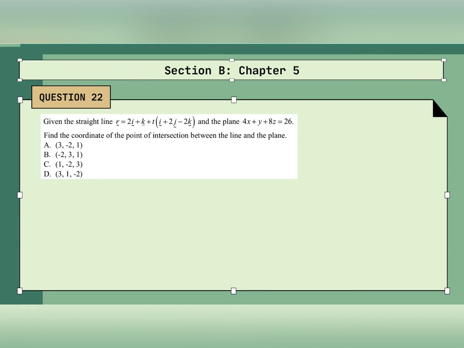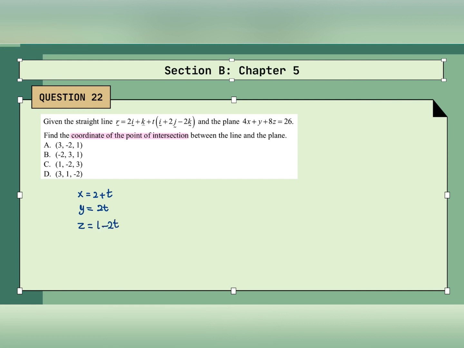Given the straight line, okay, ini adalah line and the plane, find the coordinate of the point of intersection. Okay, coordinate of point of intersection. So kita start dengan line. Line kena tulis dalam in terms of X equals to something, Y equals to something and Z equals to something. So X akan sama dengan 2 tambah T. Okay, ambil koefisien kepada I tersebut. And then koefisien kepada J dan koefisien kepada K. So Y, J kat sini tak ada J. So dia akan jadi kosong tambah 2T. Dan Z will be 1 minus 2T.